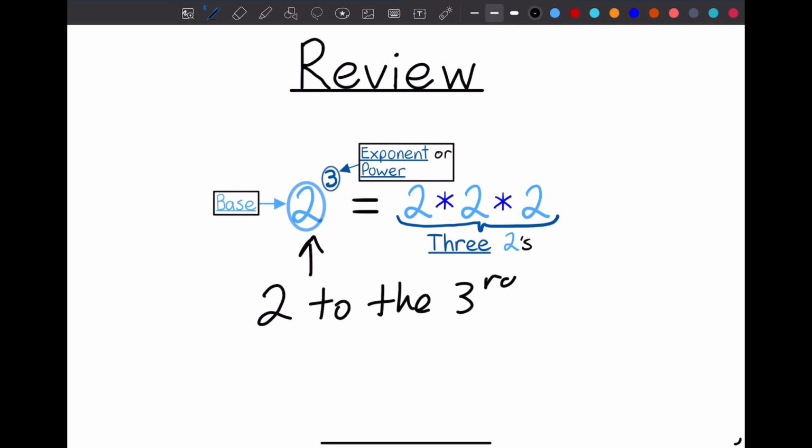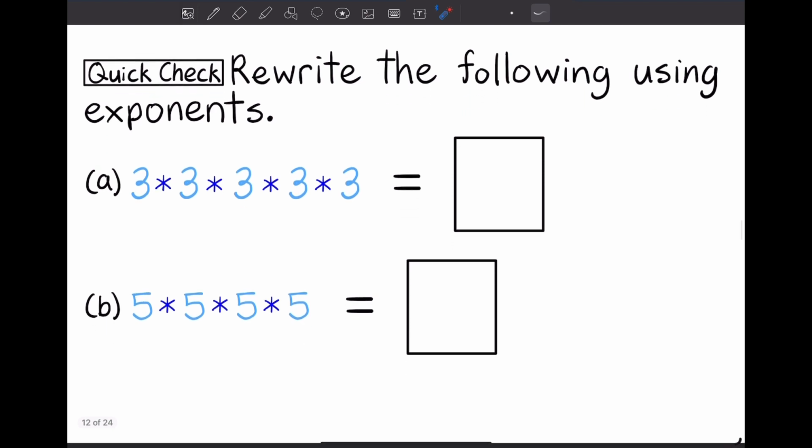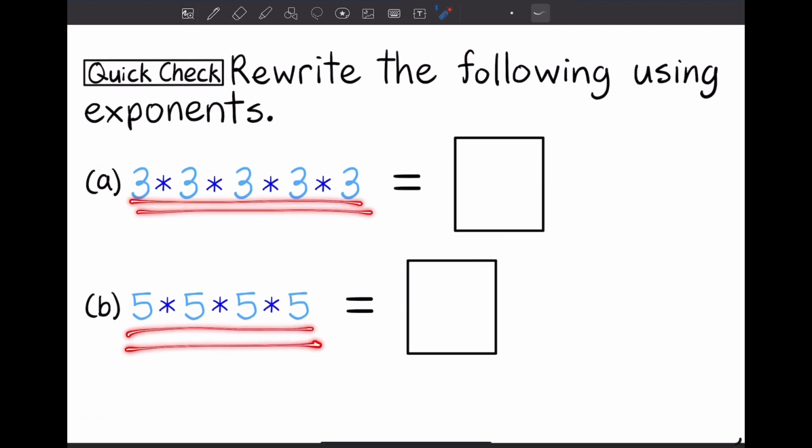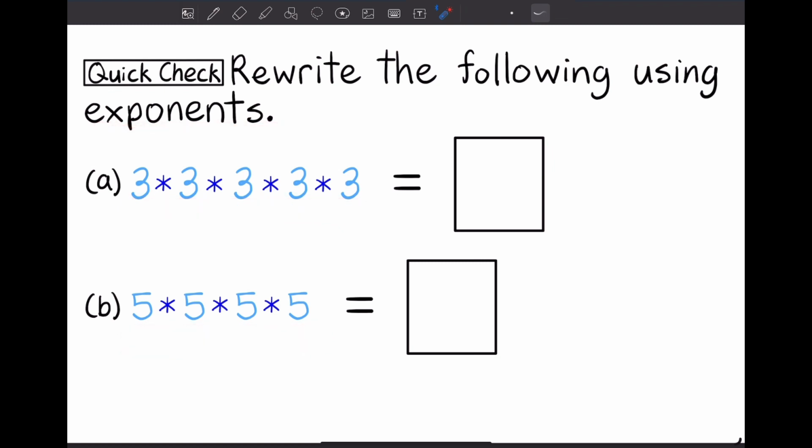Now that we've reviewed this example, I want you to try these two problems. I want you to rewrite these repeated multiplication problems using exponents. So pause the video, try these problems, and come back to see if you did the work correctly.